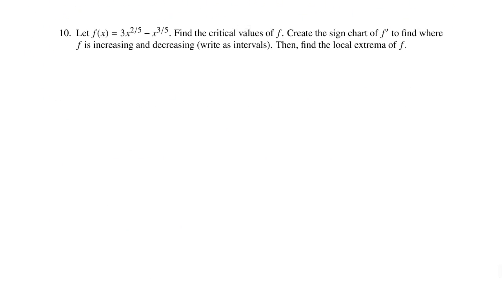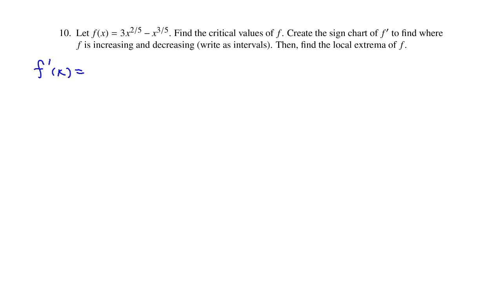Let's look at f of x is equal to 3 times x to the 2/5 minus x to the 3/5. And then same directions as before. Find the critical values, do a sign chart, find increasing and decreasing and the local extrema. So first, let's take the derivative.